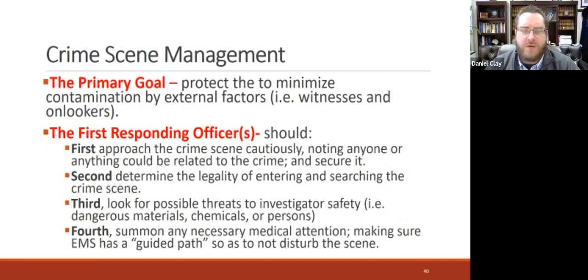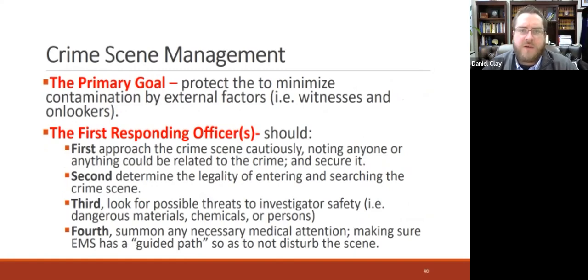So let's talk about crime scene management. What we're going to do is look at first responders' duties, then investigators' and CSI duties, to see what they're supposed to do when they approach a scene, and how they give us a general overview of how they approach a scene and clear a scene.